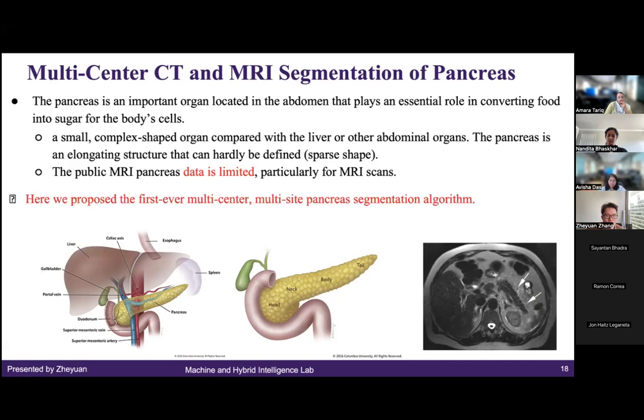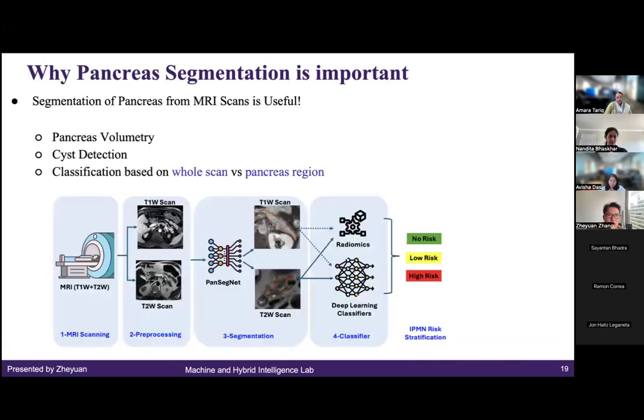So in this work, we proposed the first ever multi-center, multi-site pancreas segmentation algorithms. And why do we need to care about the segmentations for pancreas? The most important thing used in clinical is the pancreas volumetric. It's like the volume of the pancreas.